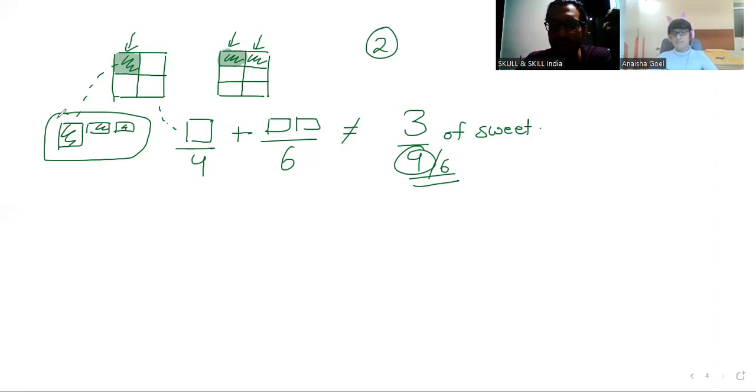And why are they not equal in size? Because the first one is divided into 4 parts and the second one is divided into 6 parts. So because they are divided into different numbers of total parts, that's why this different sizes thing is happening. Yes. So then what should I do if I want the sizes to be the same? You should divide it into the same number of parts. Okay, so let's do that.